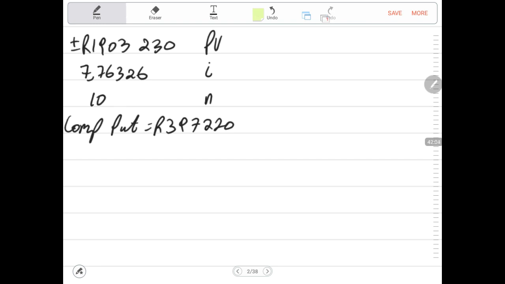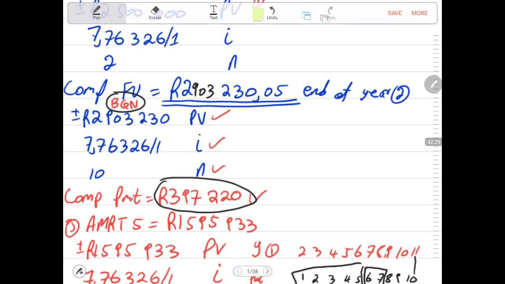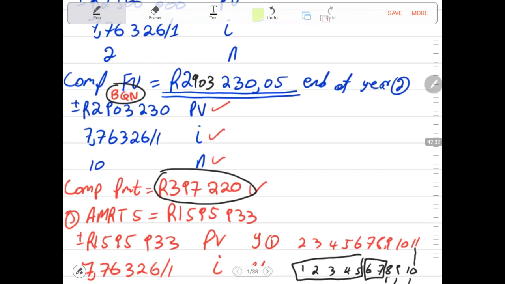7.76326 is our interest. Our 10 is our N. Then we are looking for PMT. 10 is our N. 7.76326 is our I. 2,903,230 is our present value. We are looking for the monthly PMTs. I'm just looking now. I'm not getting this. Clear my memory.